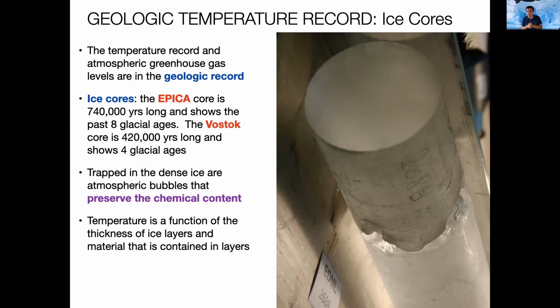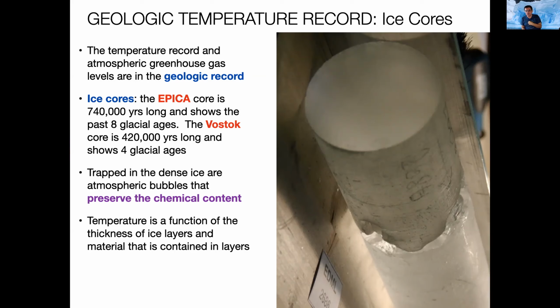Well, we have really good data, and we have data on many fronts that describe what's going on, and they all tell the same story. But the most reliable data comes from what are called ice cores. So the temperature record and the atmospheric greenhouse gas record is stored in the geologic record, and the easiest way for us to get to it is through the ice cores.